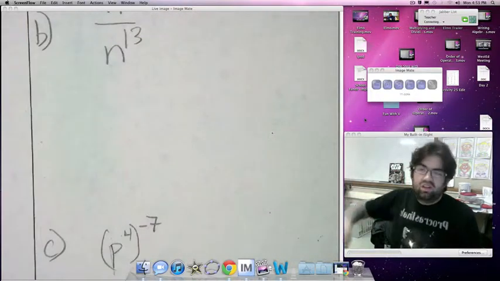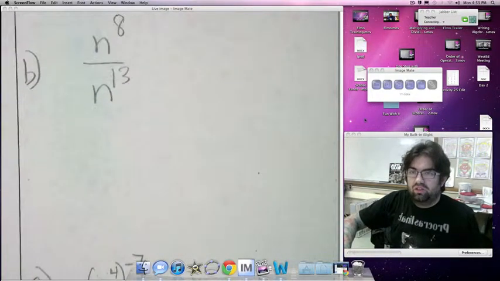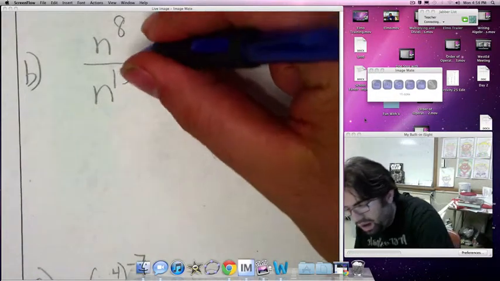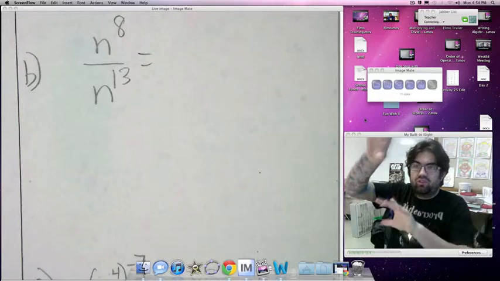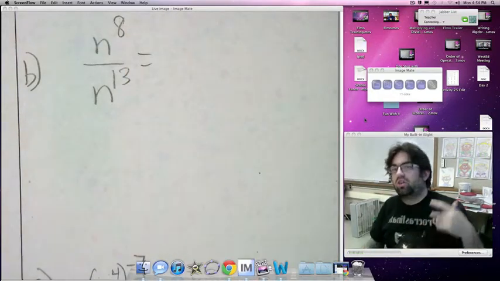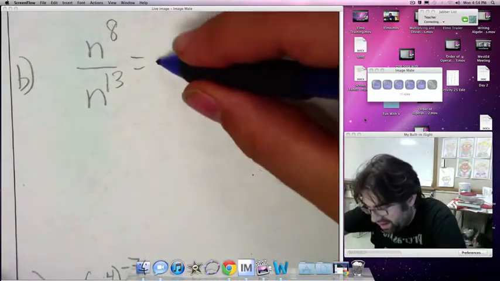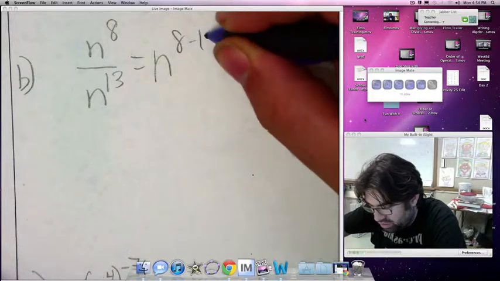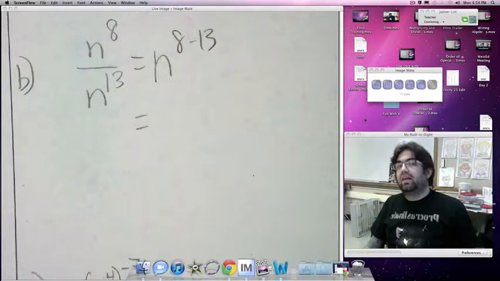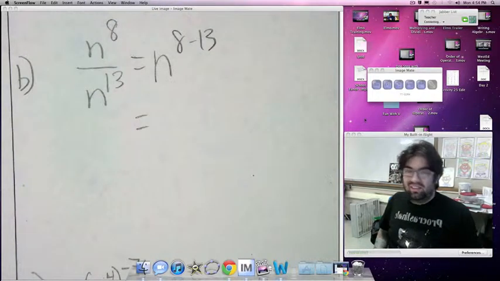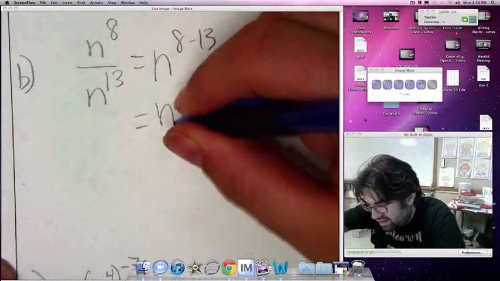Go ahead. Let's look at example B. The bases are the same. If the powers are dividing, the exponents are going to subtract. So we're going to have n to the 8 minus 13. Okay? 8 minus 13 is negative 5.